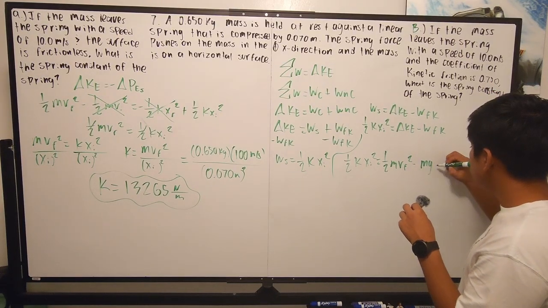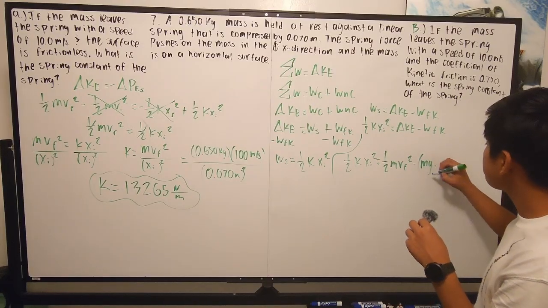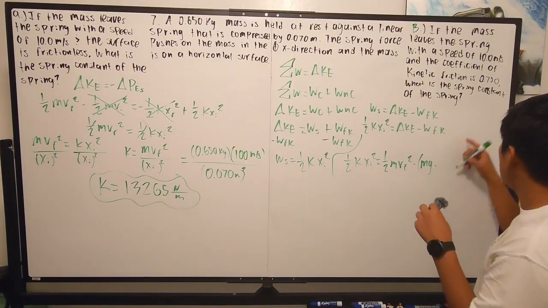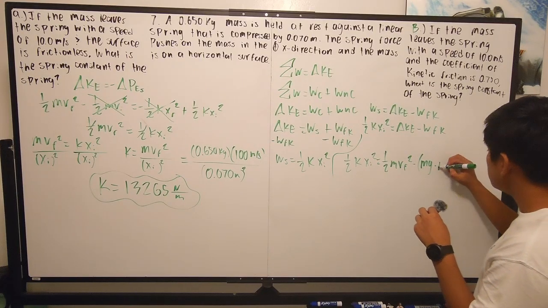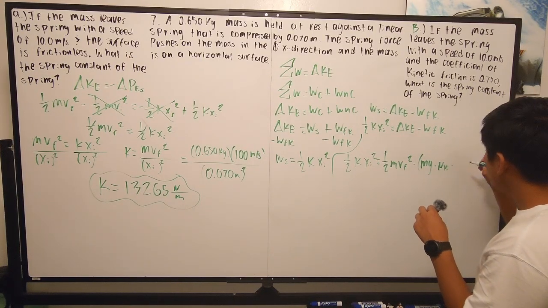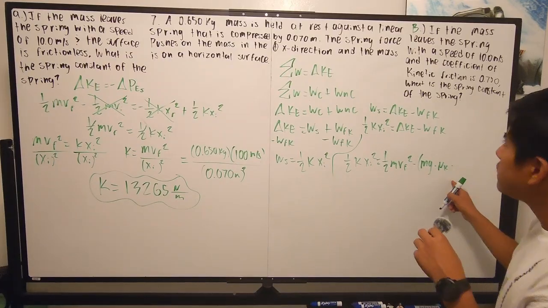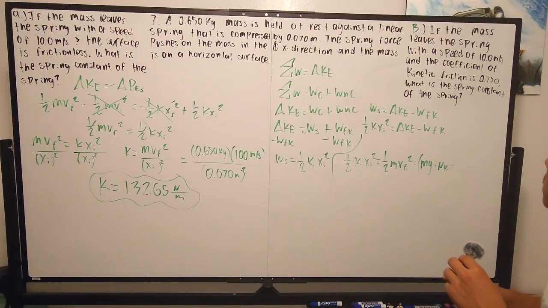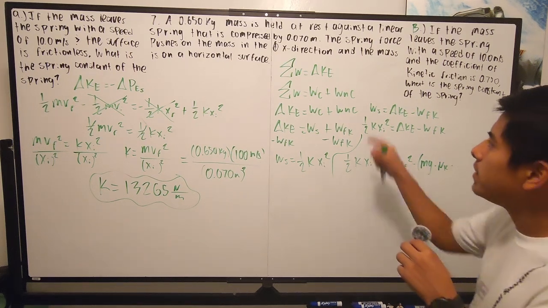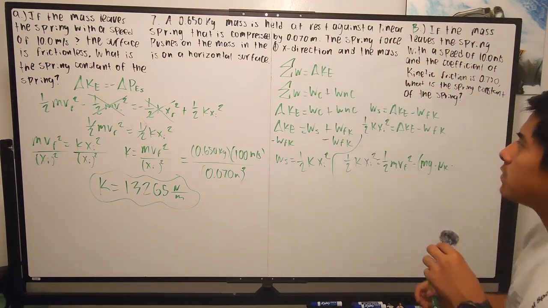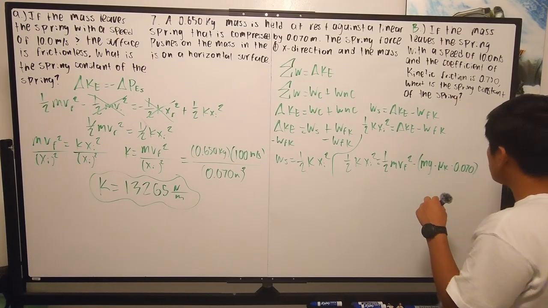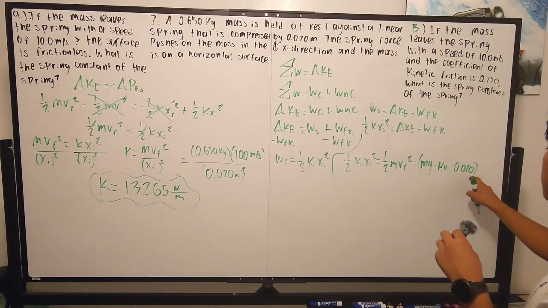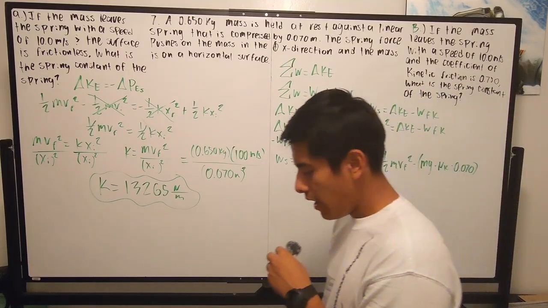So I have mg multiplied by the coefficient of friction, which is mu k, multiplied by the distance that it travels, which, the distance or the displacement, is just going to be the amount that the spring is compressed, which is that 0.07. Or I could have just put delta x, but I guess I could just plug it in already.